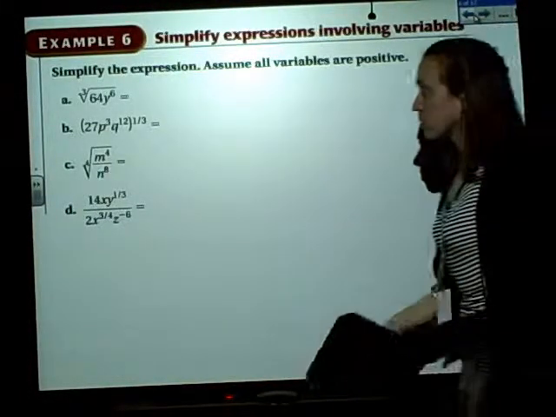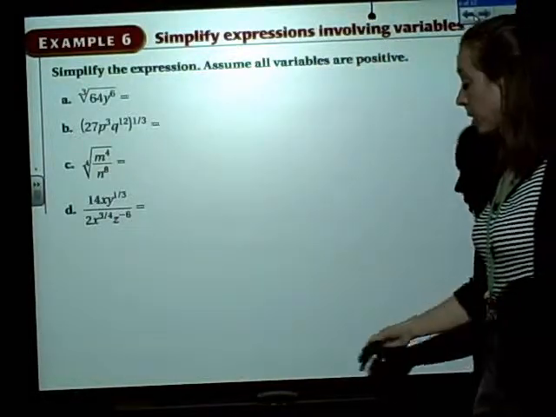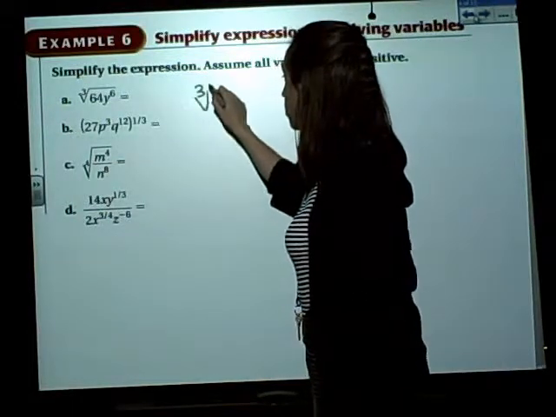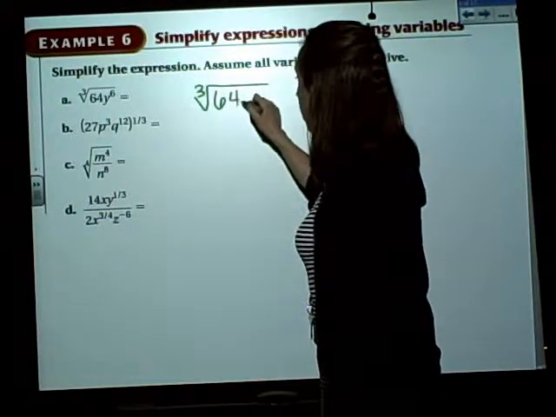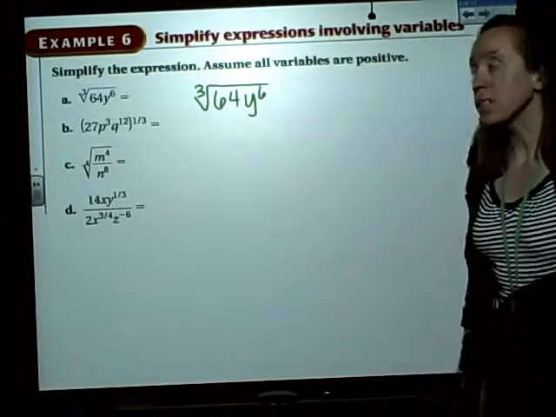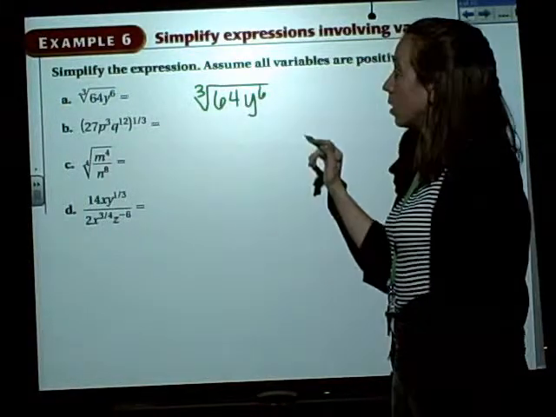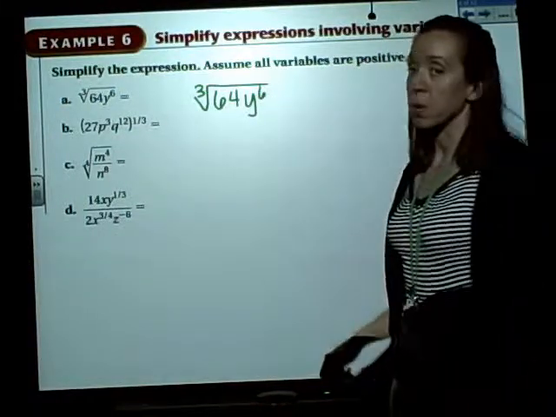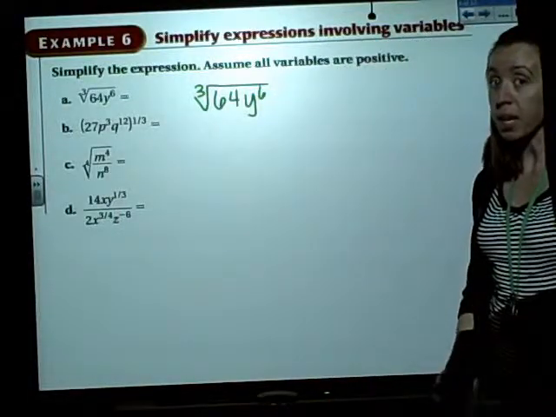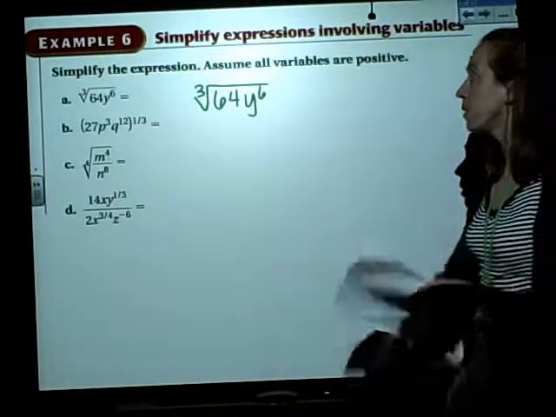Okay, here's one of the more challenging ideas. We're going to simplify using some variables here. Let's look at A. A, we have the cube root of 64y to the 6th. What I want to do is to get everything in here in that perfect cube format. Remember, with exponents, when you pull it out of that radical, you're actually dividing by it. Because when you multiply, you add them. So we do the opposite.